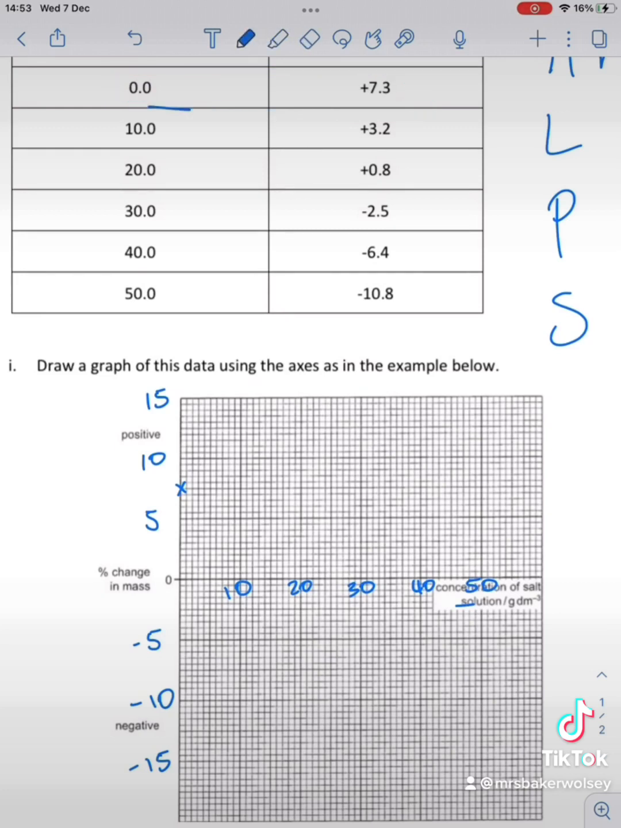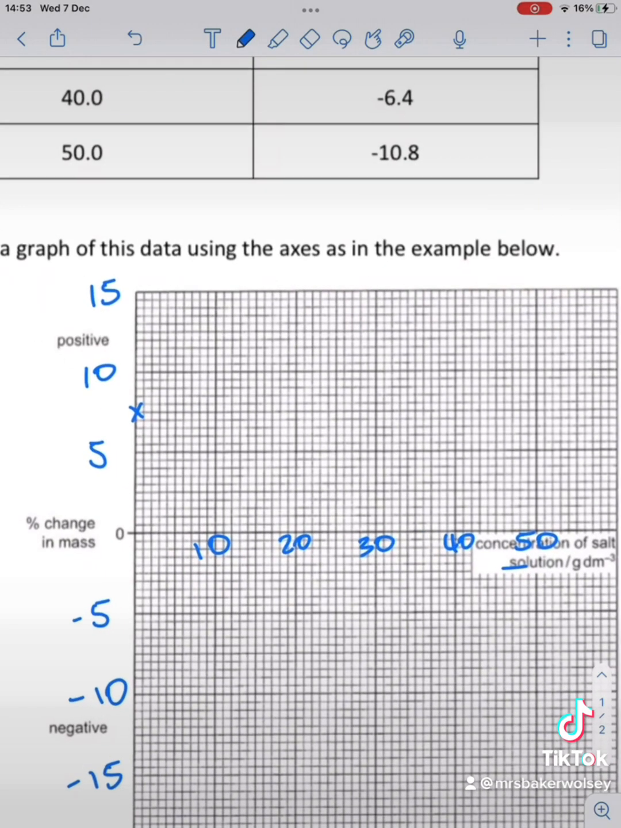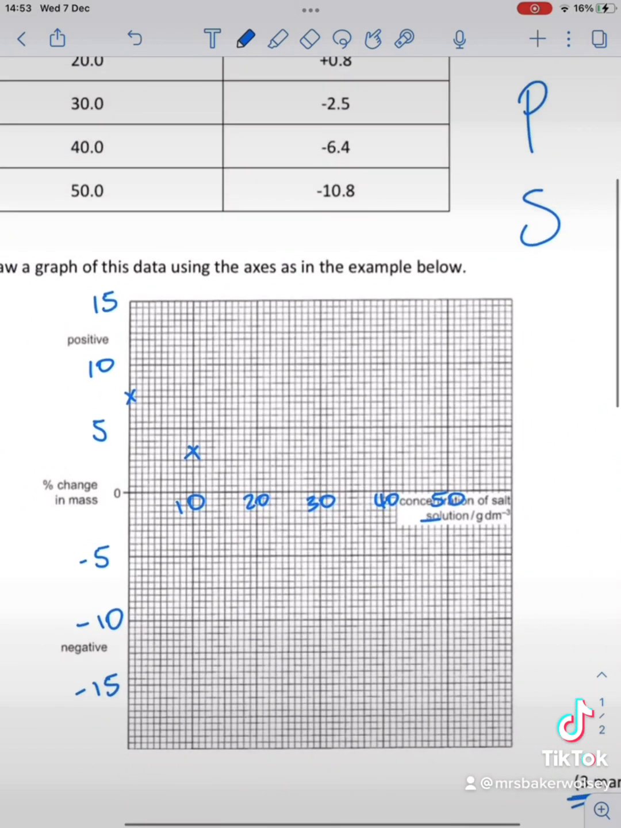Next is 10 gram per dm cubed, and that is plus 3.2. So let's start from 0 and count 1, 2, 3, and 3.2 is just above 3 and below 3.5, so we'll mark that here. Remember that examiners will mark you to within 1 small square, so as long as it's somewhere between the 3 and the 3.5, you're fine.